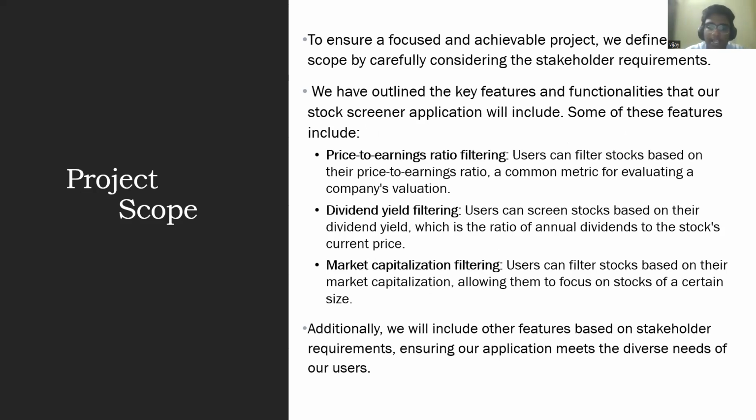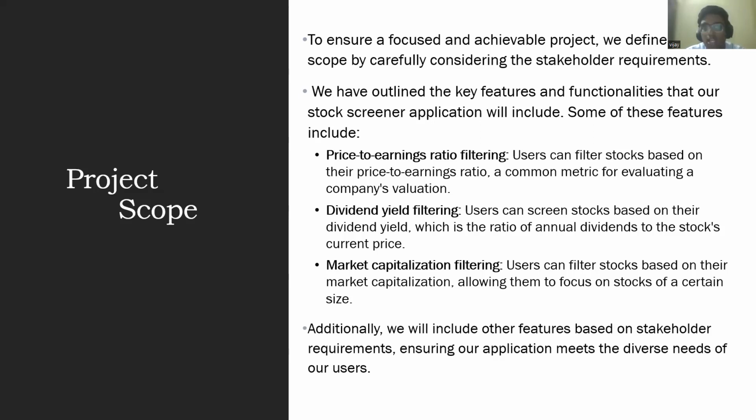Let's say a company has a market price per share of $50 and its earnings per share for the last year were $5. So the ratio would be 10. That means the investors are willing to pay 10 times the earnings per share for the company stock.